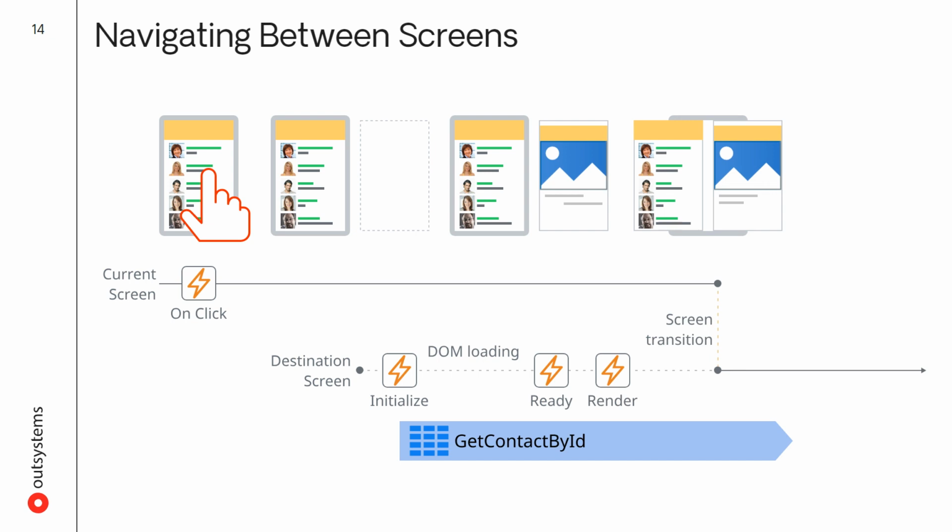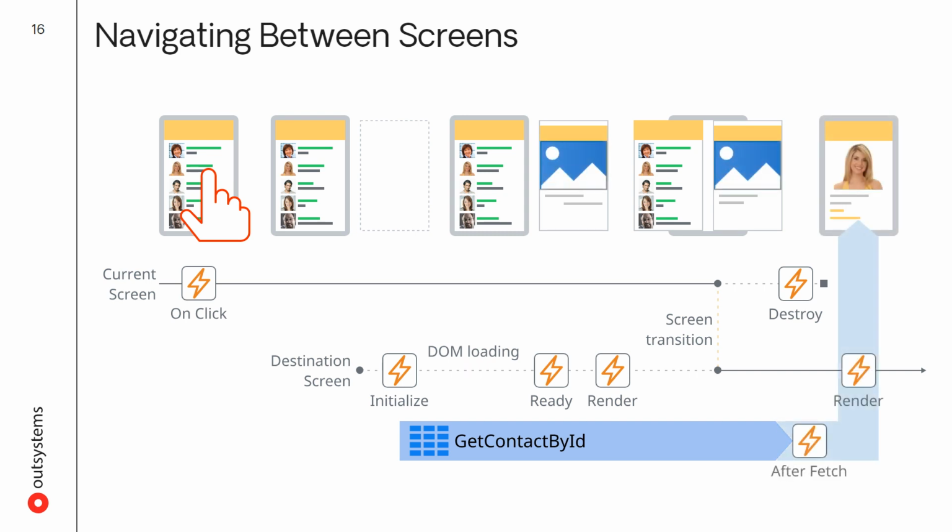At this point, the screen transition is initiated. Only at this point will the end user see the destination screen. Up until now, all work happened behind the scenes. When the transition is complete, the on-destroy event of the old screen triggers. Then, as each aggregate returns a response, the after-fetch event of the aggregate triggers, as well as the render event of the screen with the new data, just like in the previous scenario.